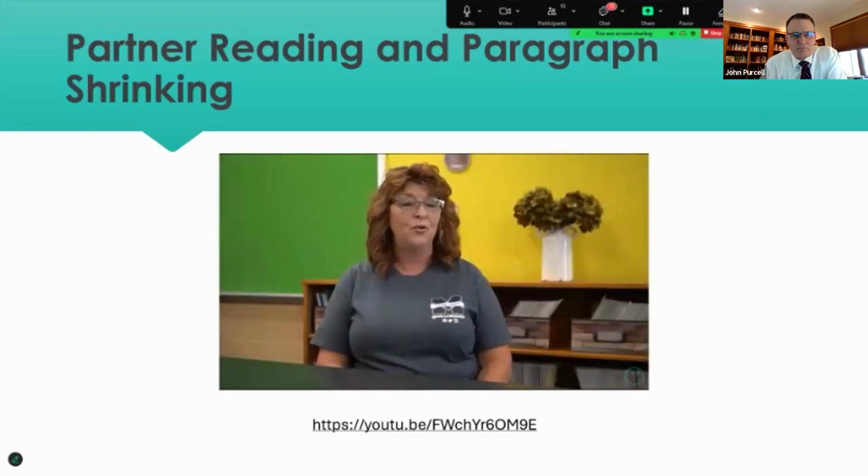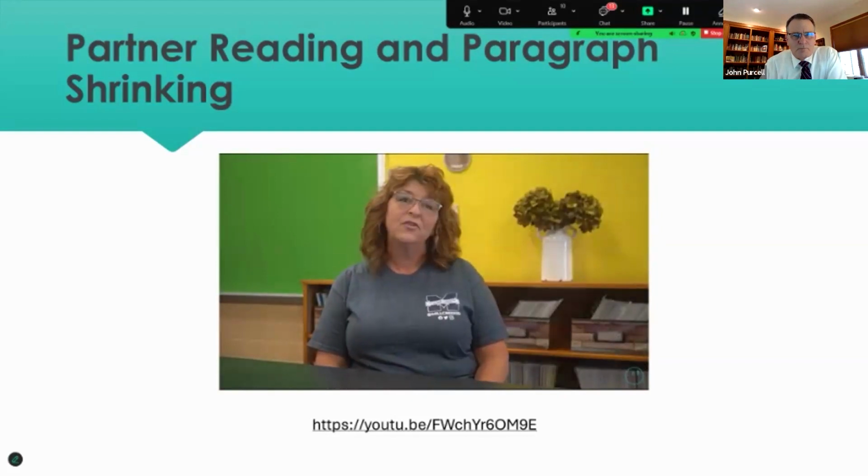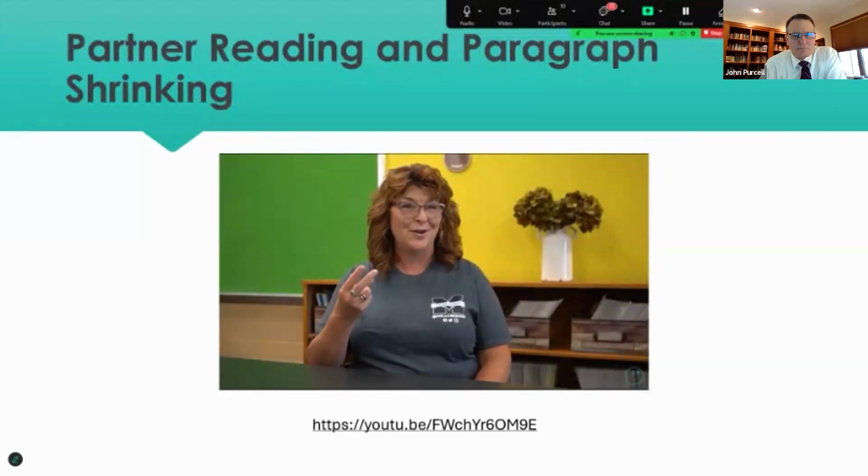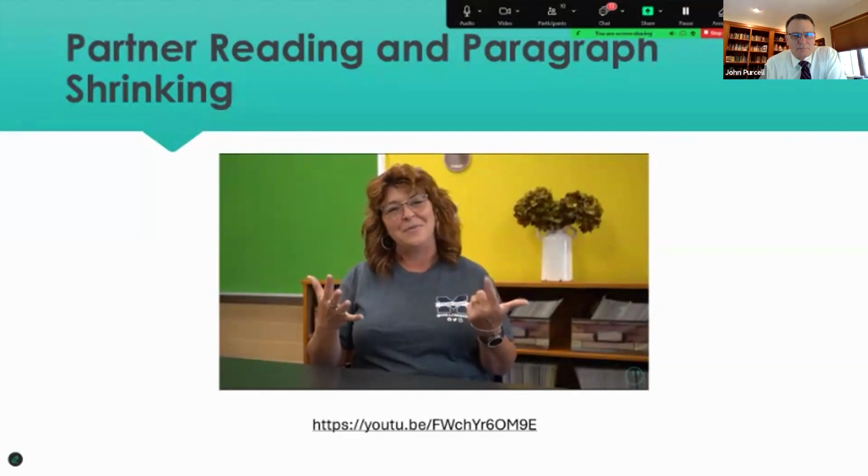every paragraph and do what's called paragraph shrinking. First, they tell the who or the what is the most important part of that paragraph, and then they tell the most important thing about the who or what. And then their task is to put the main idea in 10 words. So you'll see the kids using their fingers trying to come up with 10 words to tell the main idea.